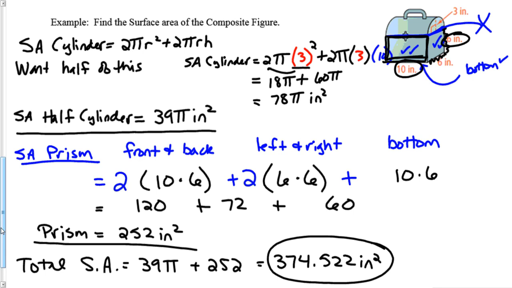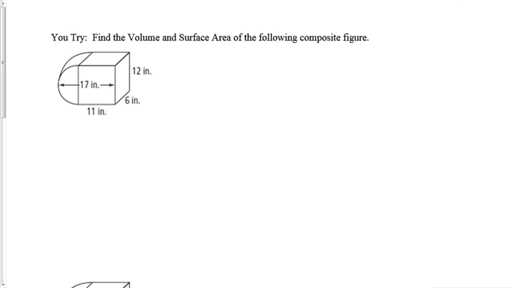So that's how we find the volume and the surface area of a composite figure. Again, be sure you have your calculator and your formula sheet because you're about to try one. Moving on to the next page. This one is the one I want you to try.